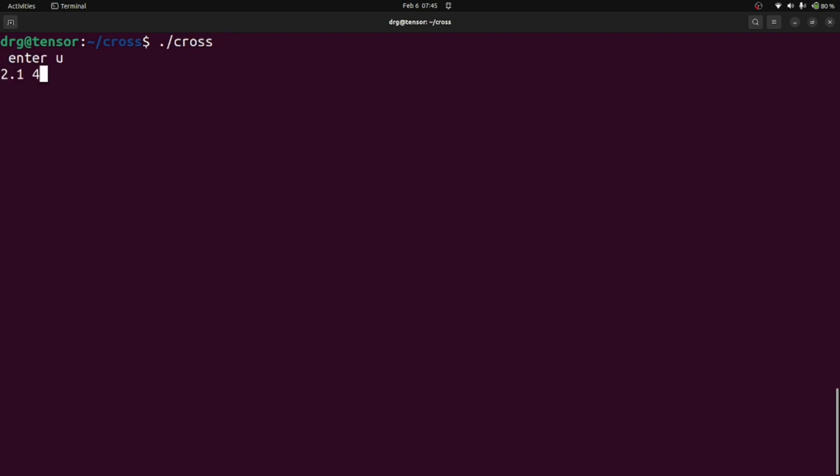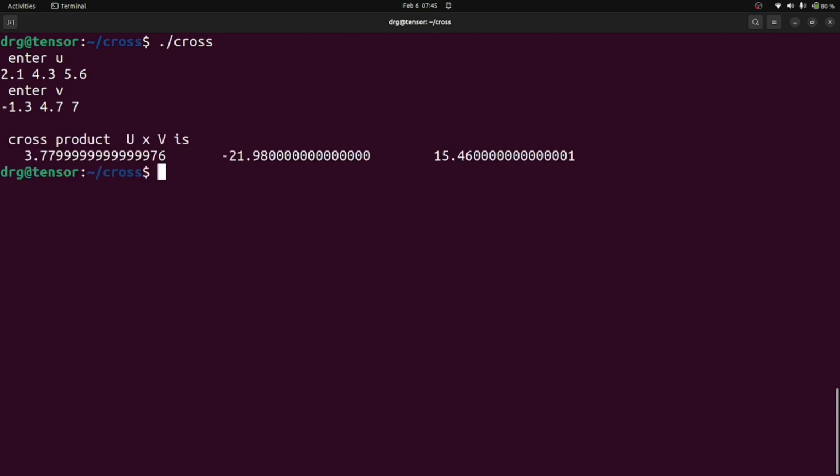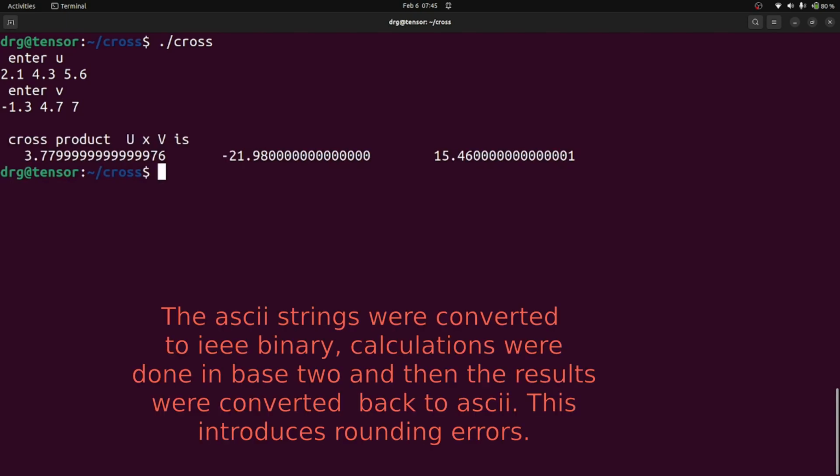The first vector is 2.1, 4.3, 5.6, and the second is -1.3, 4.7, 7. The cross product is, up to rounding errors, 3.78, -21.98, and 15.46.